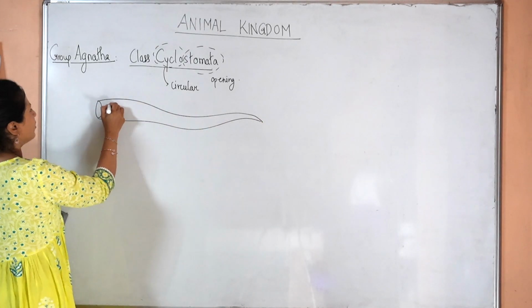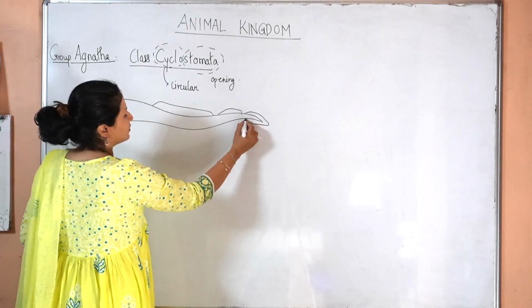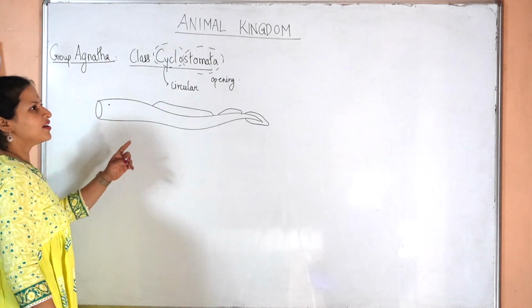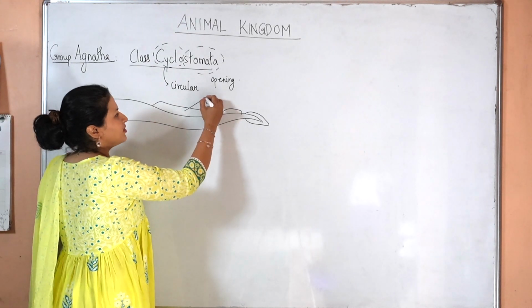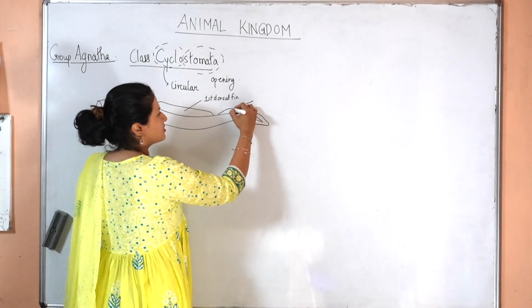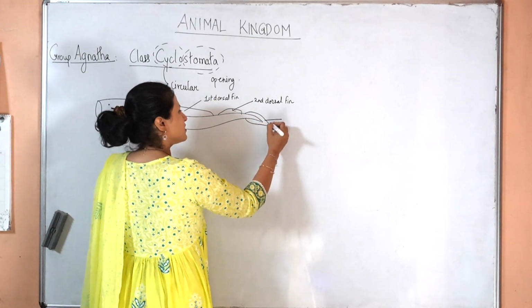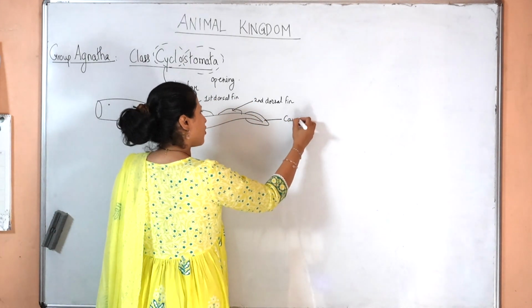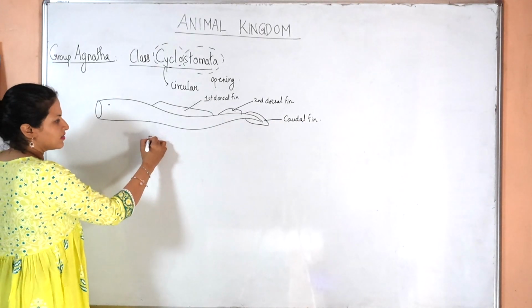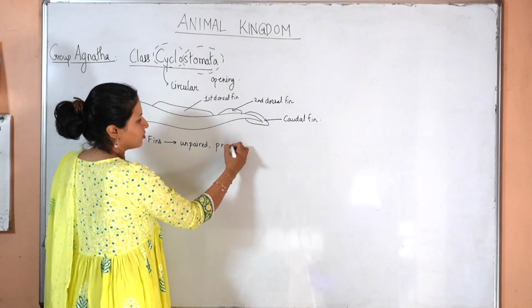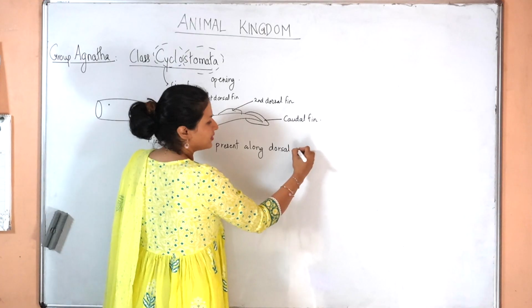Body will be long, elongated, eel-like. They will have presence of unpaired fins, like I told you. This will be the first dorsal fin. This is the second dorsal fin. And this is the tail fin, also called the caudal fin. All these fins are unpaired and they are present along the dorsal median line.